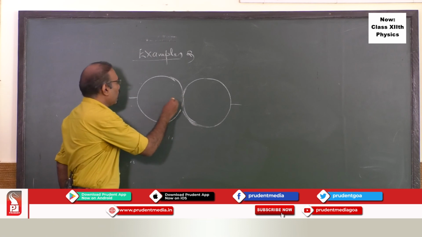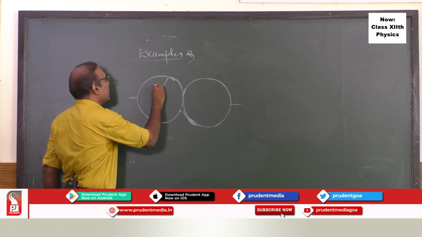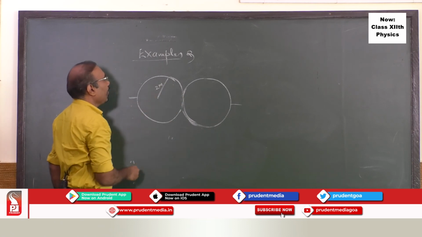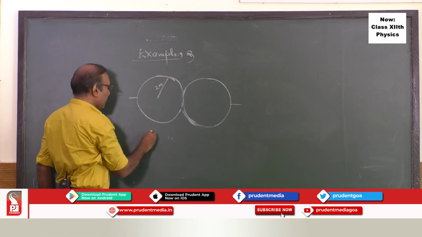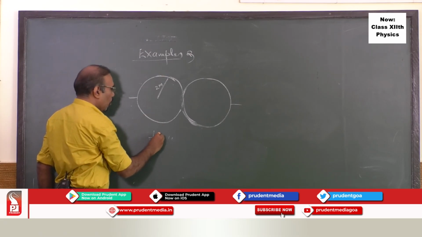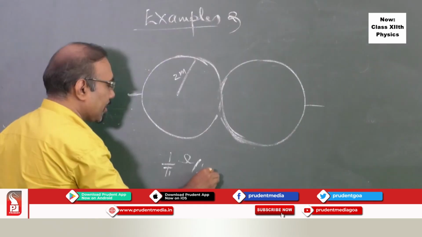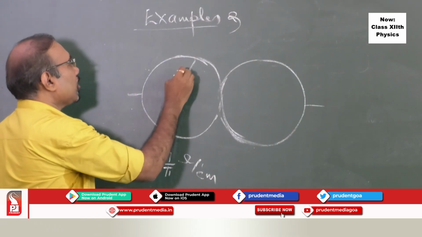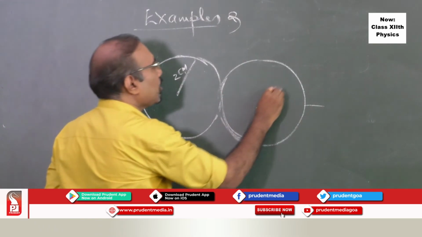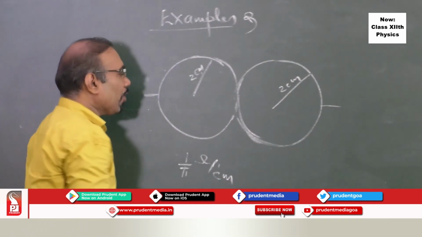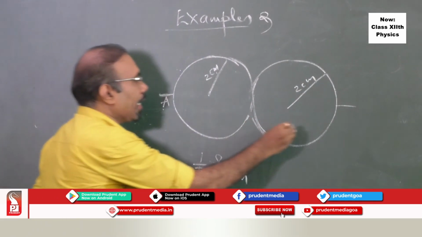Now, suppose this radius is given as 2 centimeters, and the resistance is given as 1 by pi ohm per centimeter. This is the resistance given. And the radius is given as 2 centimeters. One can find the equivalent resistance between A and B.